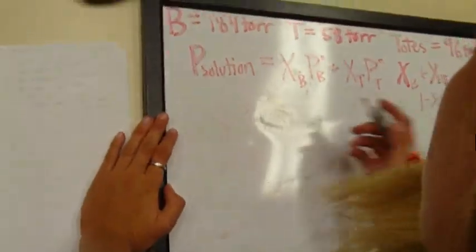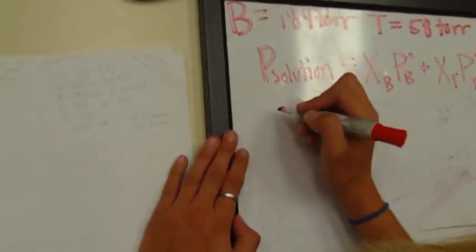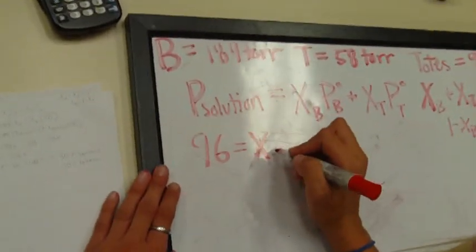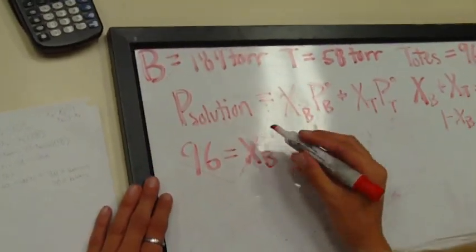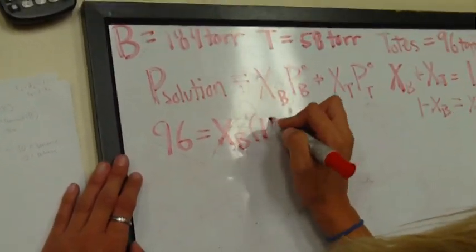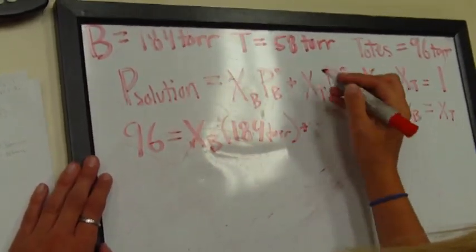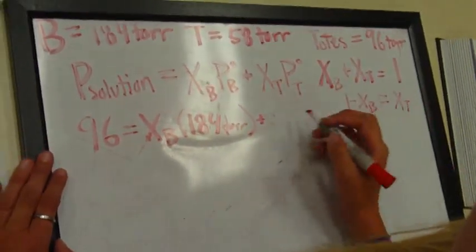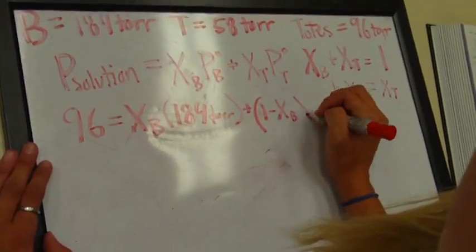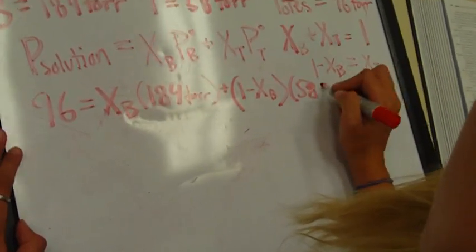So I'm just going to go ahead and start plugging things in. The total pressure was 96. X of B, the mole fraction of benzene, is our unknown. The partial pressure of benzene was 184 torr. The mole fraction of toluene is what we just solved for over there, so it's 1 minus X of B. And the partial pressure of toluene was 58 torr.